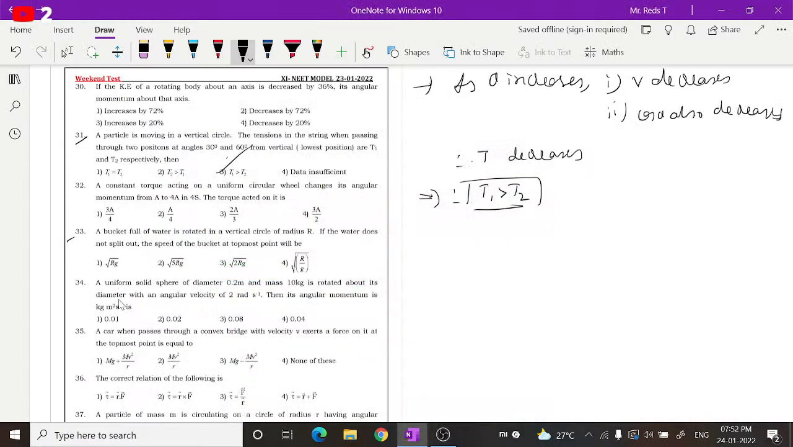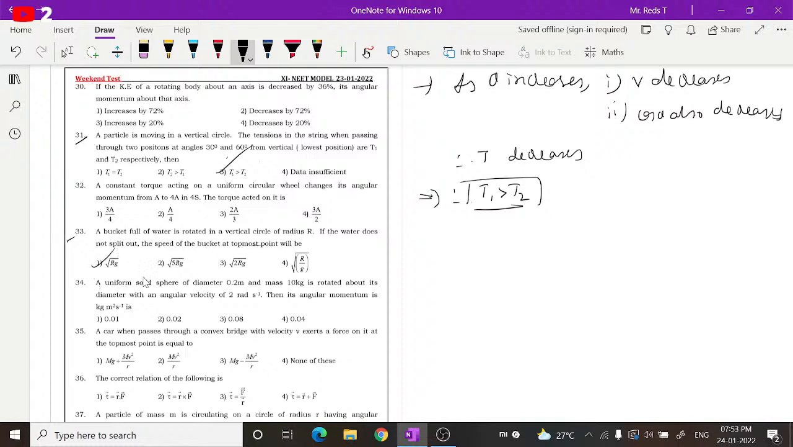The question is, a bucket full of water is rotated in a vertical circle of radius r. If the water does not spill out, the speed of the bucket at the topmost point will be... the speed of the bucket, or a stone, or any body at the topmost point. We can say it is not spilling out means it is moving with the minimum possible velocity, called the critical velocity at that point. That is the meaning of it. So the minimum possible velocity required for that will be root gr. Under that condition, the speed of the bucket at the topmost point will be root gr.